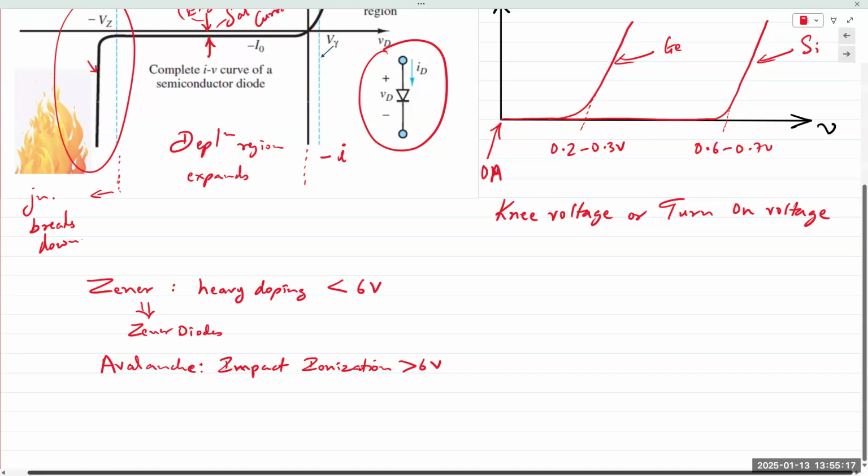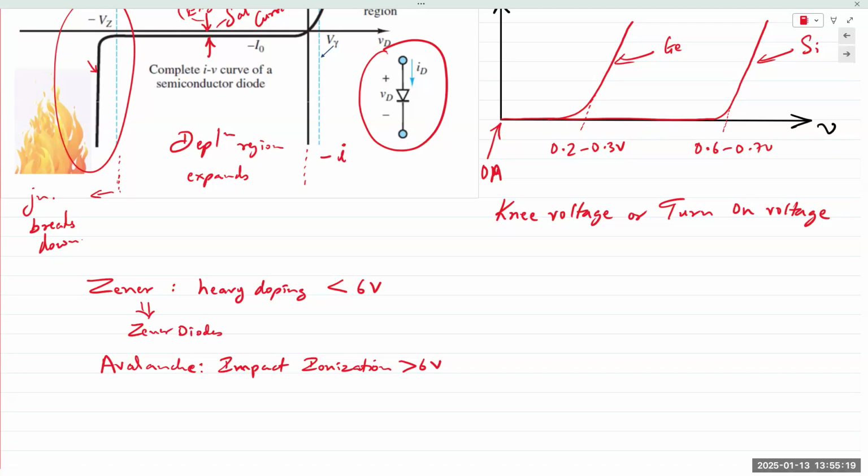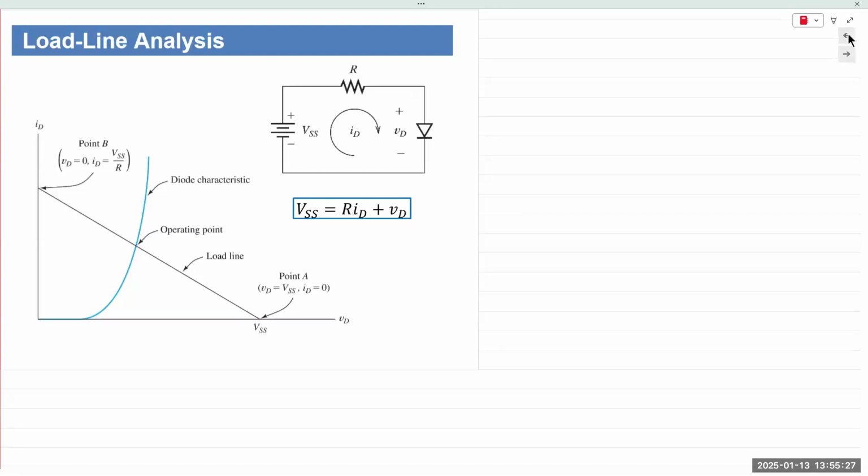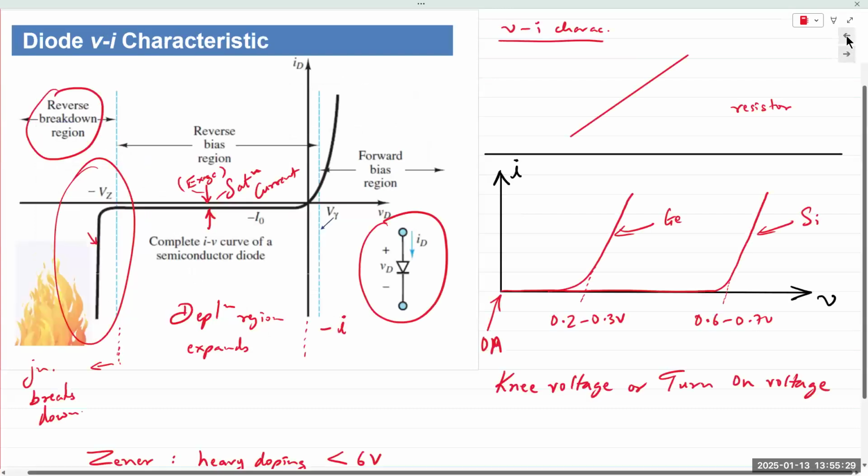So let's see, next is load line analysis. There's not enough time to get into load line analysis. So I think we'll stop here and we'll end class here today.